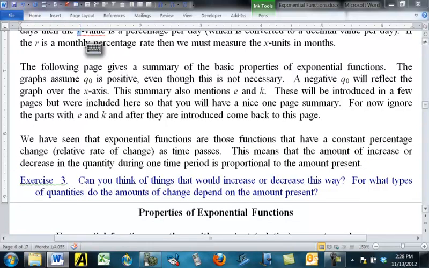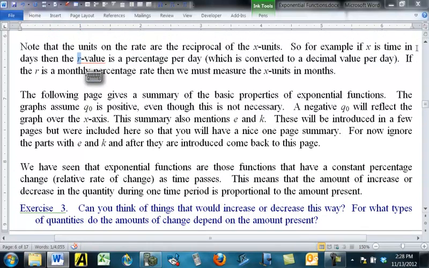So we have seen that exponential functions are those functions that have a constant percentage change or a relative rate of change as, let's say, x is time, as time passes. This means that the amount of increase or decrease in the quantity during one time period is proportional to the amount that you have present. So if there's more there, you get more growth total. Okay, so it's done as a percentage thing, a constant percentage.